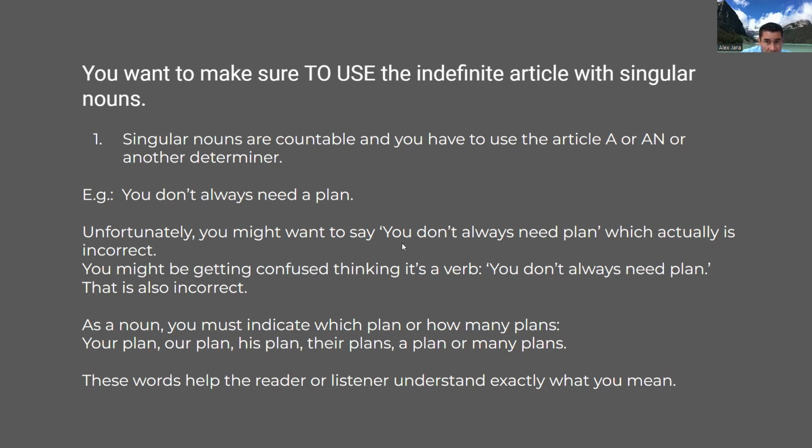Unfortunately, you might want to say you don't always need plan, which actually is incorrect. You might be getting confused thinking it's a verb. You don't always need plan. That's also incorrect. You would have to say you don't always need to have a plan, or you don't always need to plan, TO, right? So just to illustrate, I'm gonna use blue here. If it's a verb, it should be to plan. So either way, whichever you mean and wherever it comes from your language, in English, you don't use the noun without a determiner.